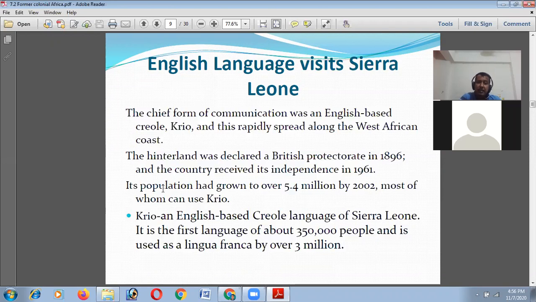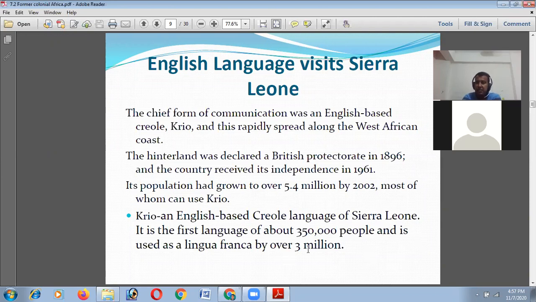The hinterland was declared a British protectorate in 1896, and the country received its independence in 1961. Its population had grown to over 5.4 million by 2020, most of whom can use Krio. Krio is an English-based Creole language in Sierra Leone. It is the first language of about 350,000 people and is used as a lingua franca by over 3 million people. So Krio is used in Sierra Leone.